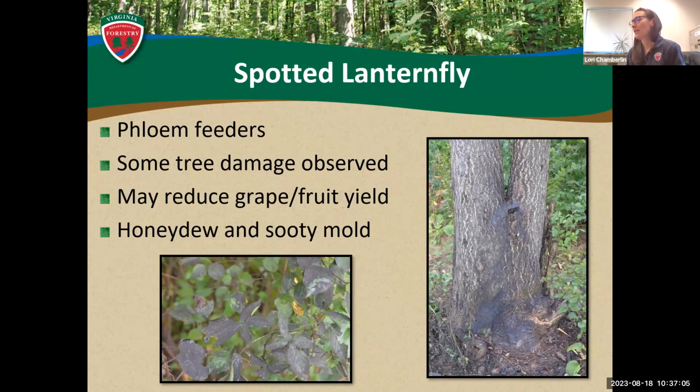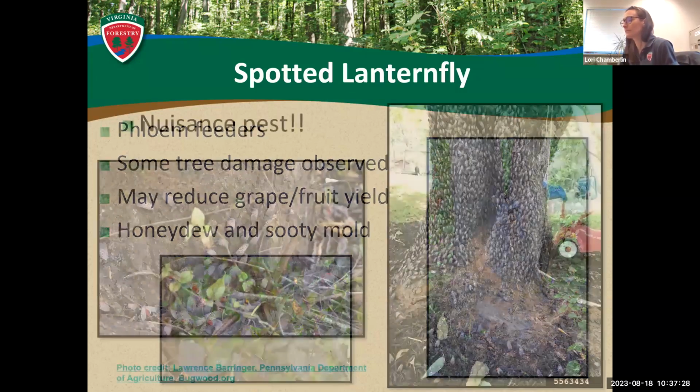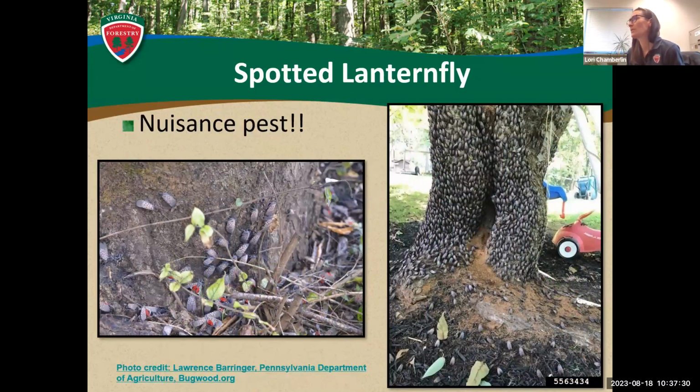And then on that honeydew, sooty mold develops. So that's what you're seeing here in these photos, that black sooty mold that's growing on the honeydew that was excreted by the spotted lanternfly. This sooty mold doesn't have any direct impacts on plants, but it certainly reduces leaf area for photosynthesis, so it may have some long-term impacts to the plant. And of course, we all know that spotted lanternfly can just be a huge nuisance pest. This is just not something that you want to see when you walk out of your door into your yard.